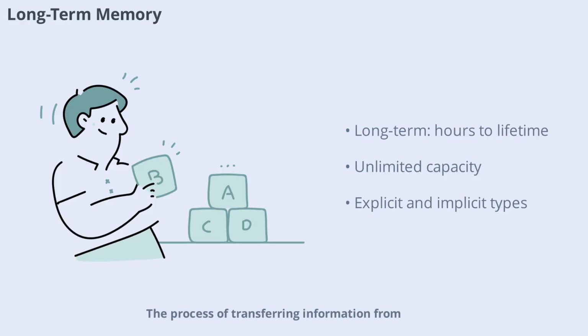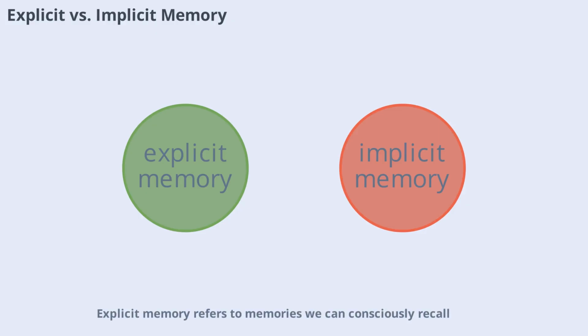The process of transferring information from short-term to long-term memory is called consolidation, which is strengthened by repetition and meaningful connections. Explicit memory refers to memories we can consciously recall, such as facts or personal experiences. Implicit memory, on the other hand, involves skills and procedures we perform automatically, like riding a bike. Both types are essential for daily functioning, but they operate differently in the brain.